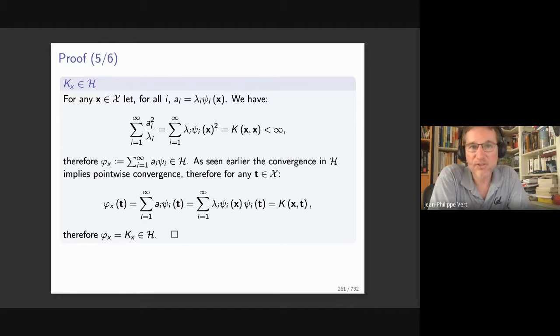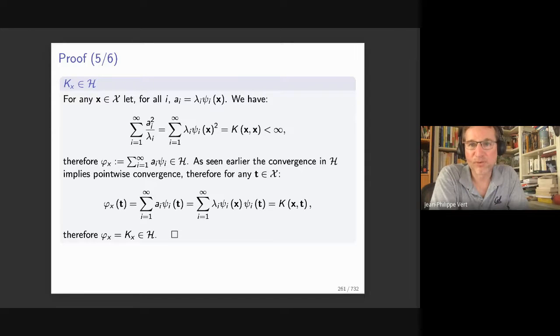Finally, we need to show that k_x is in H. So for any x, we can define for any i the number a_i by lambda_i psi_i of x. If we define it this way, then we can check that the sum of a_i squared divided by lambda_i would be equal to the sum of lambda_i squared times psi_i of x squared divided by lambda_i, but because we define it by lambda_i, there is no square on lambda anymore. And the sum of lambda_i psi_i of x squared is equal to k of x,x, so it's finite. Okay, so defining a_i equals lambda_i psi_i of x is a valid sequence of a_i to be in the Hilbert space. And therefore, the function phi_x defined by the sum for i equal 1 to infinity of a_i psi_i is an element of capital H.